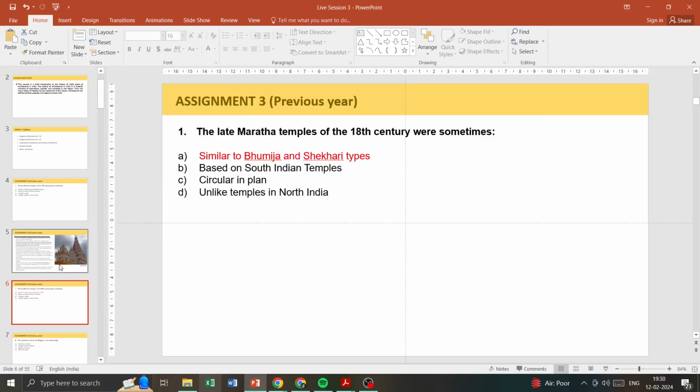So, our answer was that the late Maratha temples of the 18th century were sometimes similar to Bhumija and Shekhari types. We saw the example of the Shekhari type and also a hint of the Bhumija type in the last question we just saw, of the Jyotirlinga.